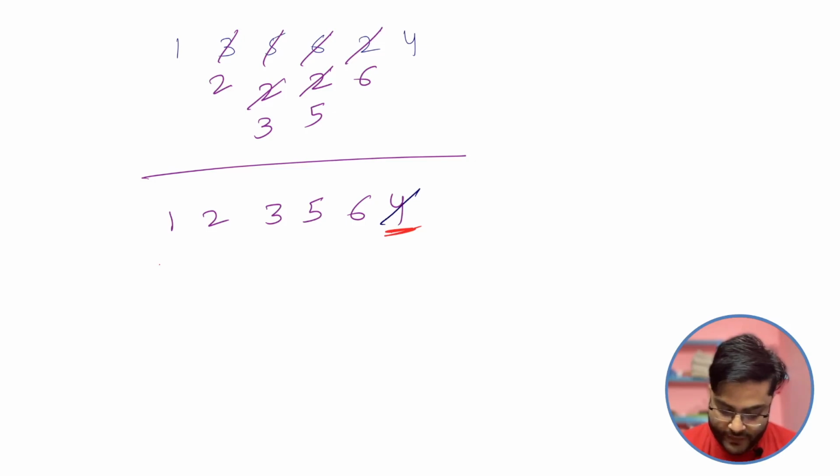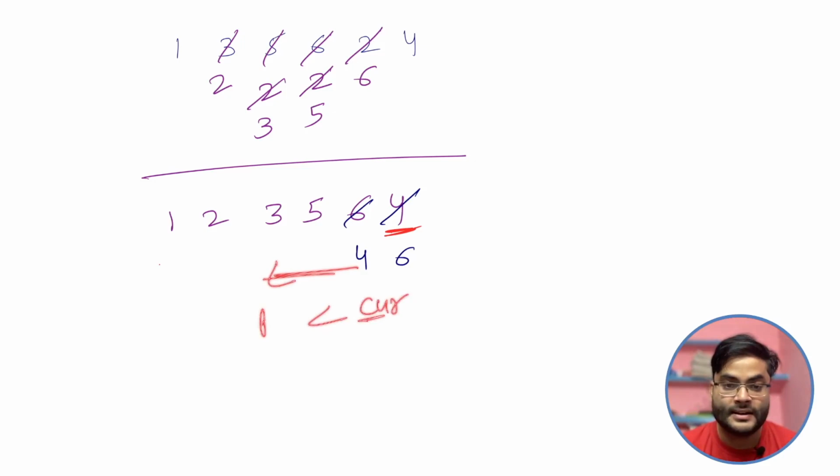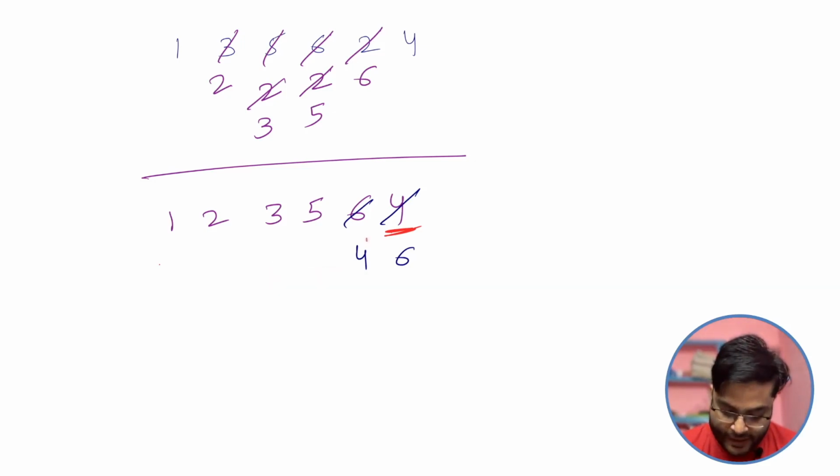So we will swap 4 with 6. Now again compare 4 with the previous element. We will keep on comparing until our previous element is less than our current element, right? So compare 4 with 5. Again, it is not in the correct position. So what will we do? We will swap. So it will be 5, it will be 4.